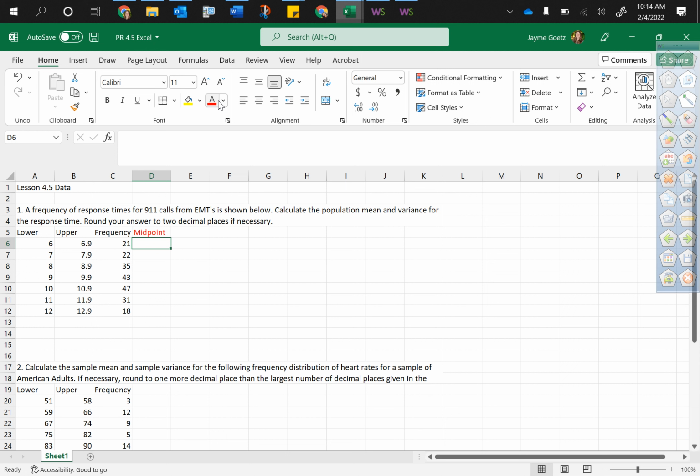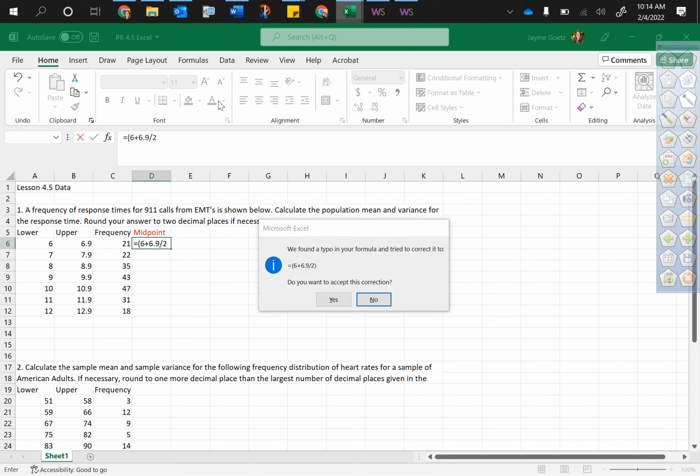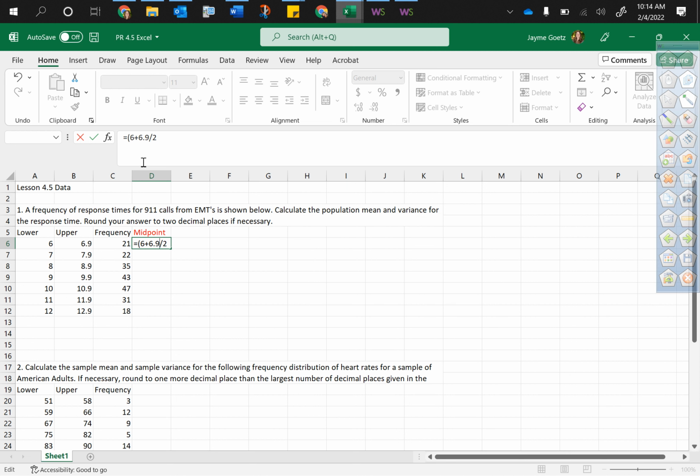If I wouldn't have split them into those columns, you would have to sit here and by hand go open parentheses 6 plus 6.9 divided by 2. And that would take forever, because then for the next one you would have to go open parentheses 7 plus 7.9, close your parentheses, divided by 2. And that's too long. We don't want that. We are using Excel. The whole purpose of Excel is to make things quick and easy.